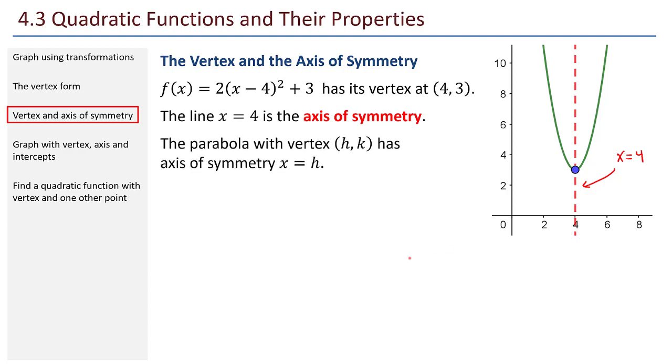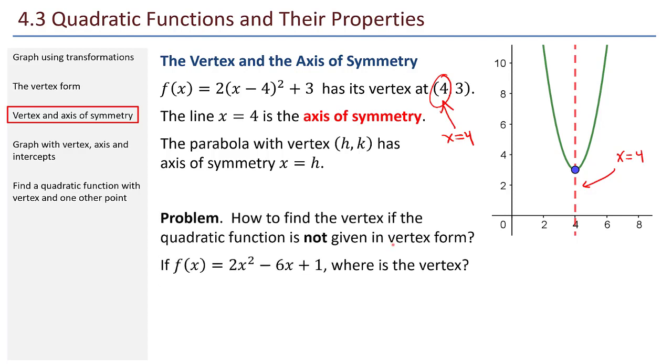So the parabola with vertex (h, k) has axis of symmetry x equals h. Whatever that x value is on your vertex, the equation of the line x equals 4, that gives you the equation for the axis of symmetry. So here is the big problem that we're going to face. How to find the vertex if the quadratic function is not given in vertex form.